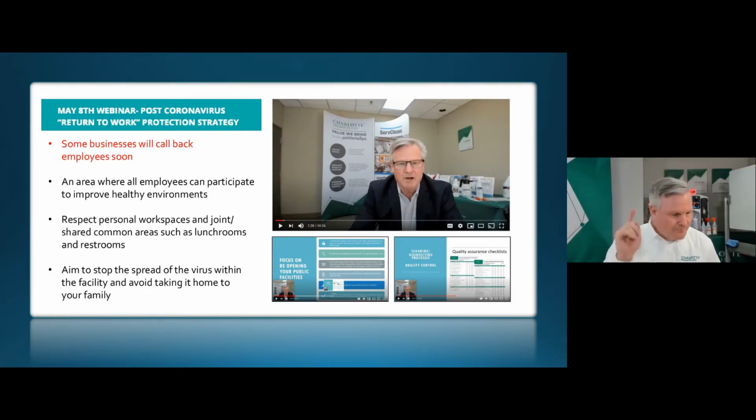So every employee can participate. It'll improve healthy environments. It'll actually teach you how to respect personal workplaces and joint shared common areas such as lunchrooms, break rooms, restrooms, those types of things. Its aim is to stop the spread of the virus within the facility and avoid taking it home to your family. And what is more important than that?